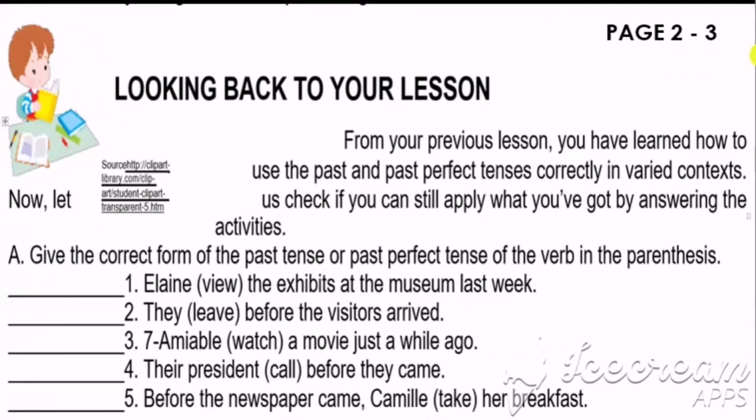So what are you going to do here? From your previous lesson, you have learned how to use the past and past perfect tenses correctly in varied contexts. Now, let us check if you can still apply what you have got by answering the activities.